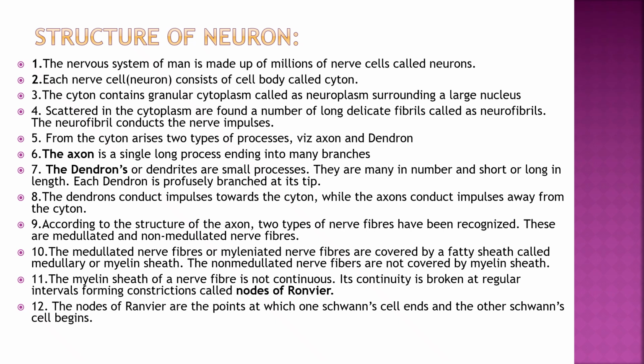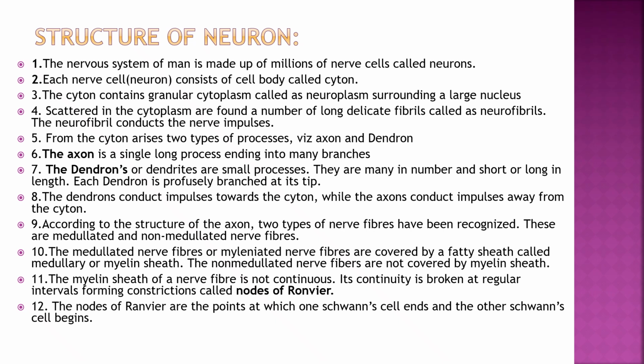The cytoplasm gives rise to two types of processes, axon and dendron. The axon is a single long process ending in many branches. The dendrons and dendrites are small processes. They are many in number and short or long in length. Each dendron is profusely branched at its tip. The dendrons conduct impulses towards the cytoplasm, while axons conduct impulses away from the cytoplasm.